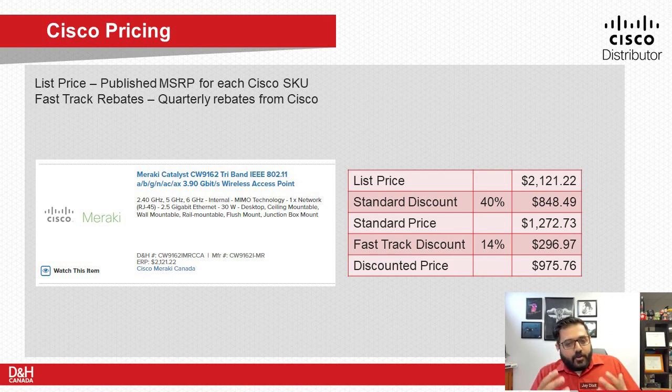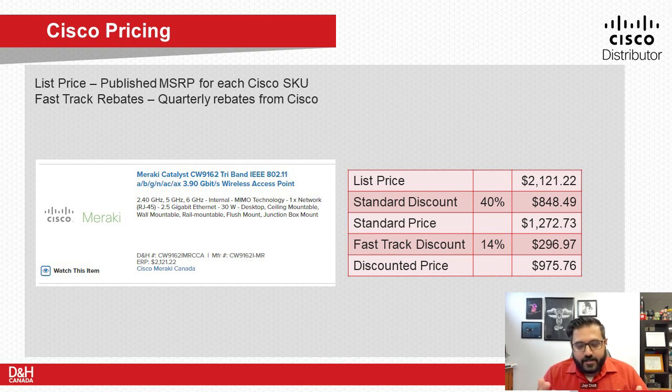To elaborate on this topic a bit, I've created this little table with some sample data. It might not reflect the current margin or current rebate structure, but it will help you understand how it plays out. So list price for this particular access point, for example, is $2,121.22. I like that number. Now, it's a mouthful, right?